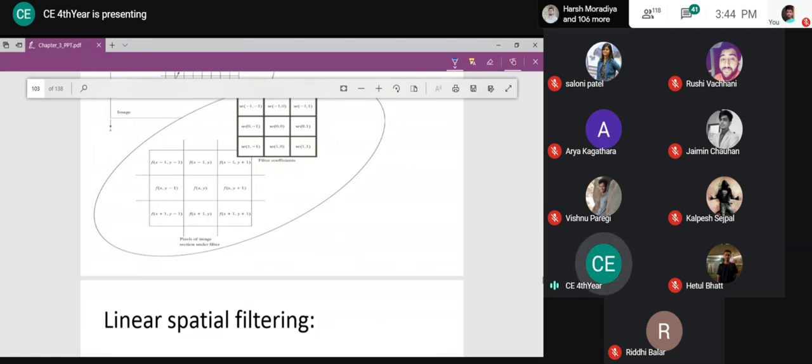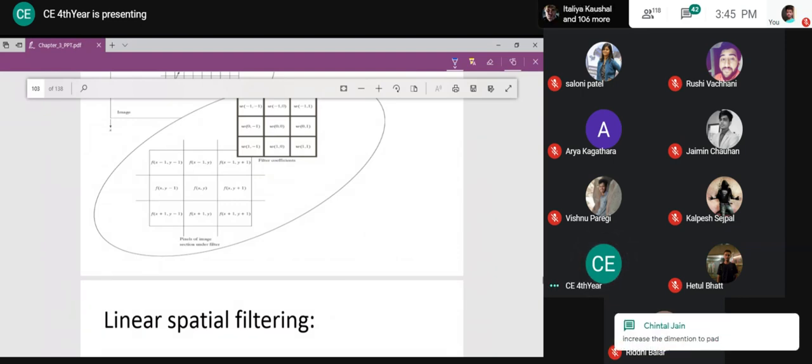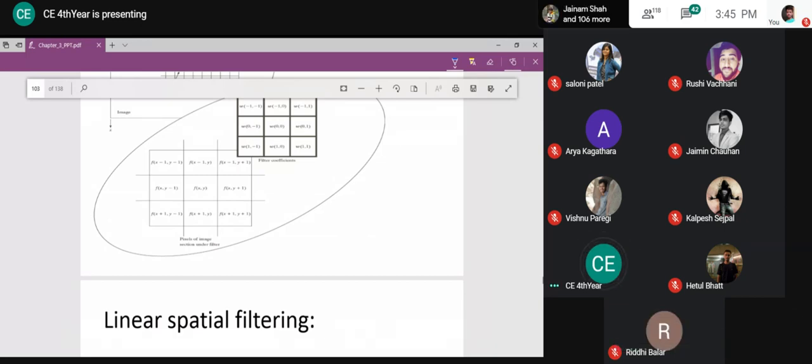So now, what is your first step? What do you think our first step should be in Octave? First, I will read that image. So first of all, all of you are going to read it. I'm not asking about reading the images. That is true, you will definitely read the image. That is the first step. Then what will you do? You are using imread to read that image. Then what is the next step? Increase the dimension to pad. Yes, you need to pad it with zeros.